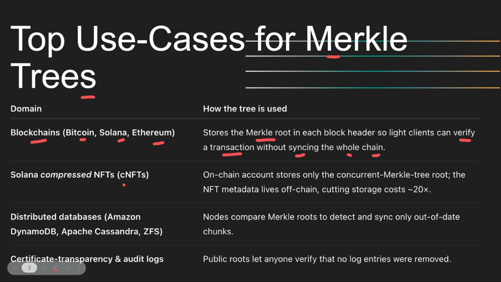Also for cNFTs that are layer 2 Solana. So the on-chain account stores only the concurrent MerkleTree root. The NFT metadata lives off-chain, cutting cost 20x or even 5000x, and it is also used for Amazon DynamoDB and Apache Cassandra, where nodes compare Merkle roots to detect and sync only out-of-date chunks.